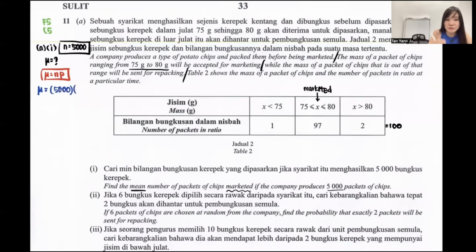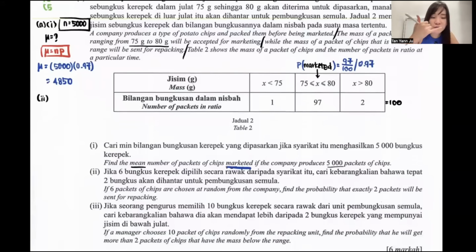So out of 5,000 chips, what kind of average do you want to find? You want to find the mean number of packets of chips marketed. So what is the probability of marketed, my dear? Marketed is this part. Can you see that? The probability of marketed, just now we already said, is 97 out of 100. Isn't it 97%? So 97 out of 100 means 0.97. So I know the probability is 0.97. Out of 5,000 packets, 97% of them were marketed out, which is equivalent to 4,850 packs. Done. Quite easy, right?